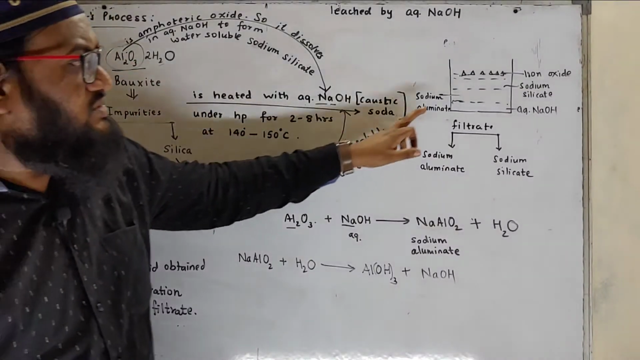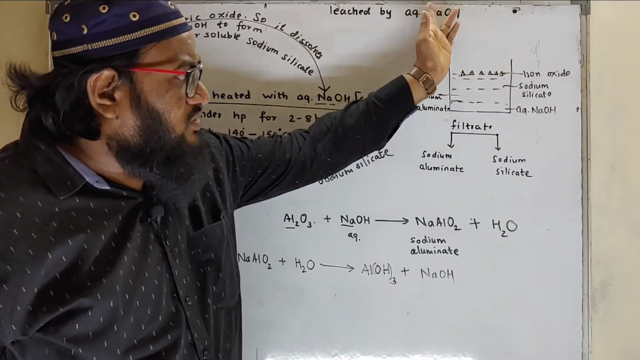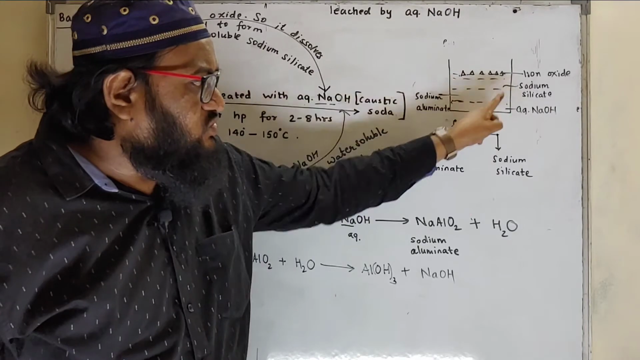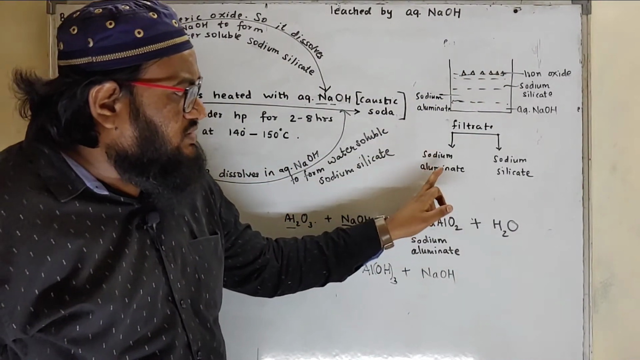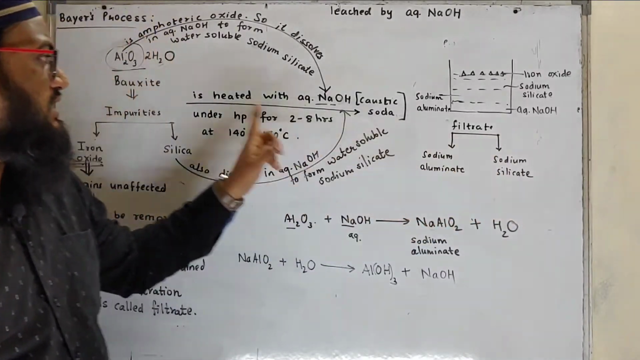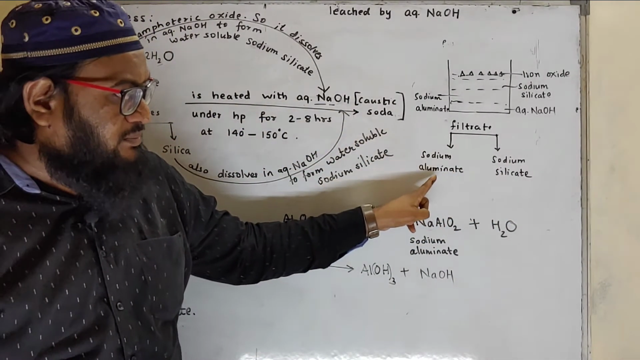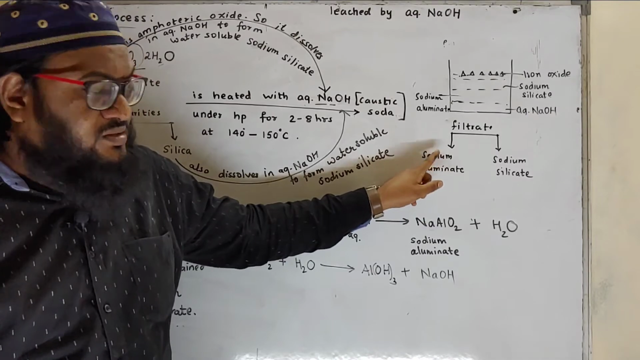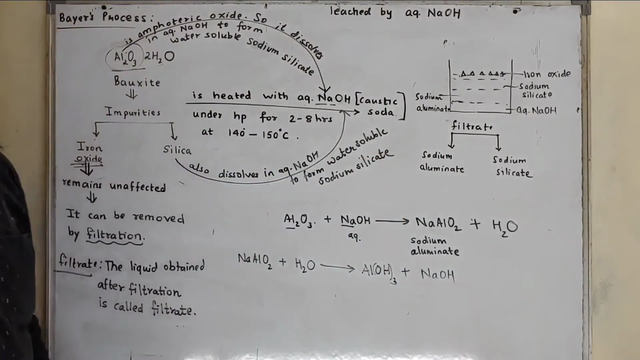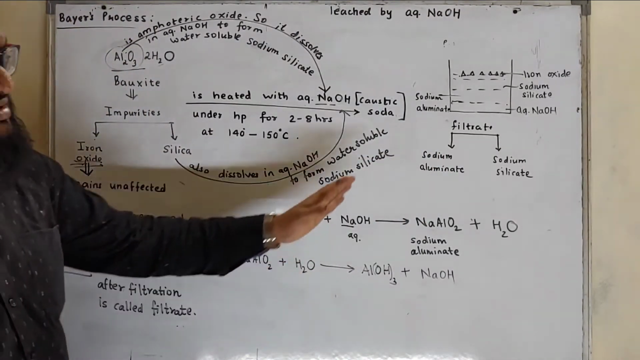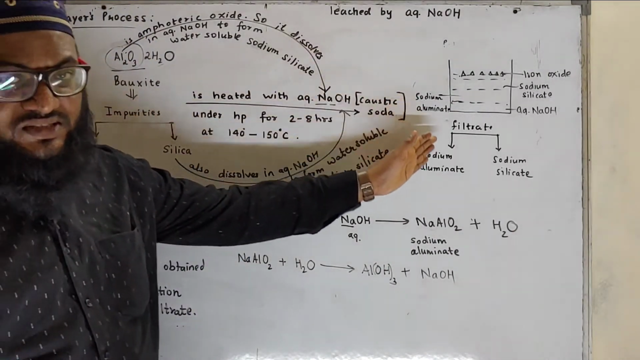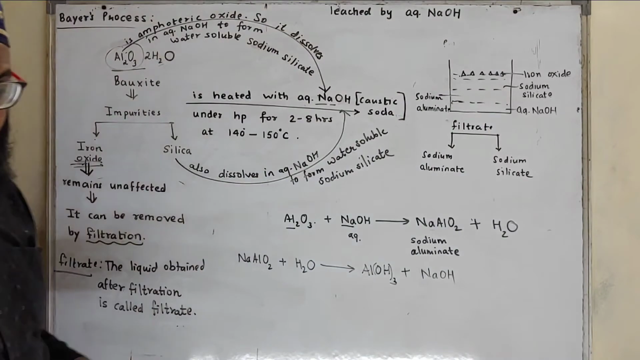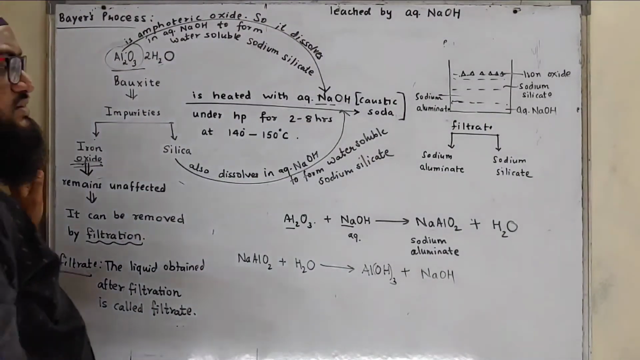Now our filtrate contains sodium aluminate. We have removed iron oxide. So what will remain? Sodium aluminate and sodium silicate. Out of these two, we can get aluminum oxide from the aluminum compound, sodium aluminate. See, in your Maharashtra board syllabus, they have skipped some of the process. There is a process called seeding and all. It has been skipped, so directly it is given.